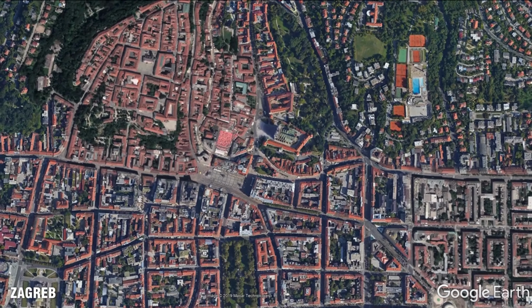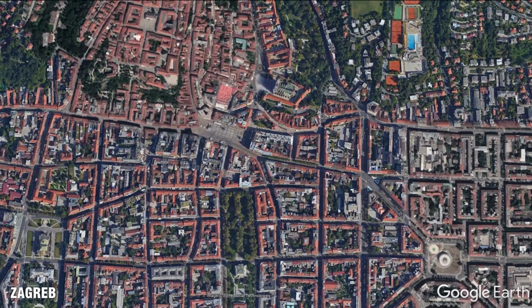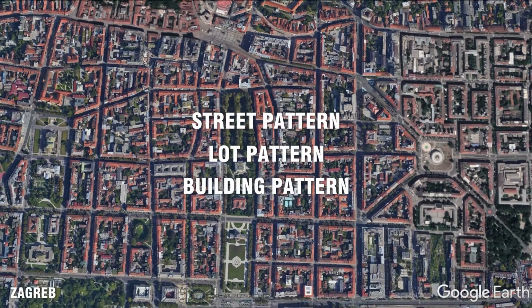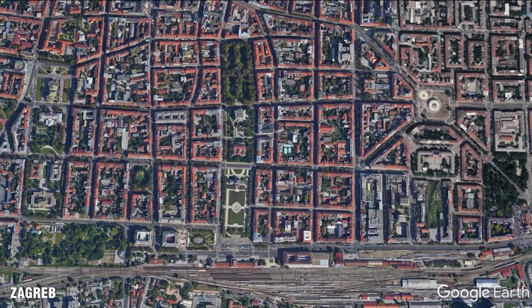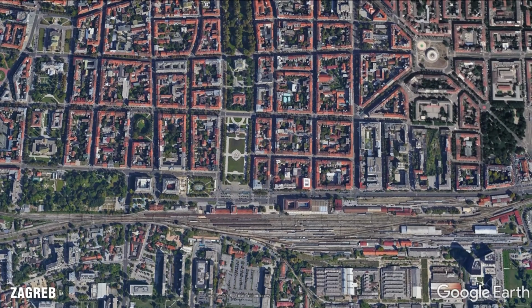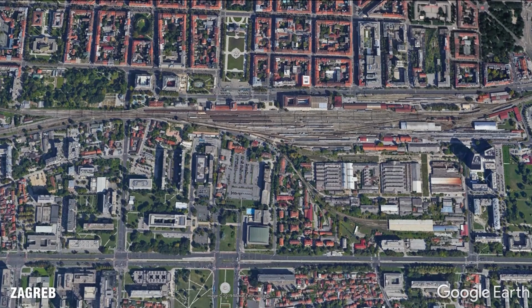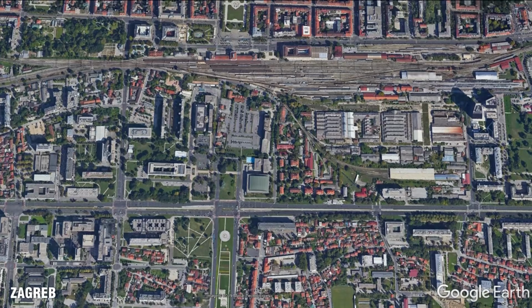Simply put, urban form is the shape of a city. Its street pattern, lot pattern, and building pattern. These patterns are influenced by a number of factors: environment, history, politics, economy, and many others. And they tell a story of how the city formed and transformed through time.